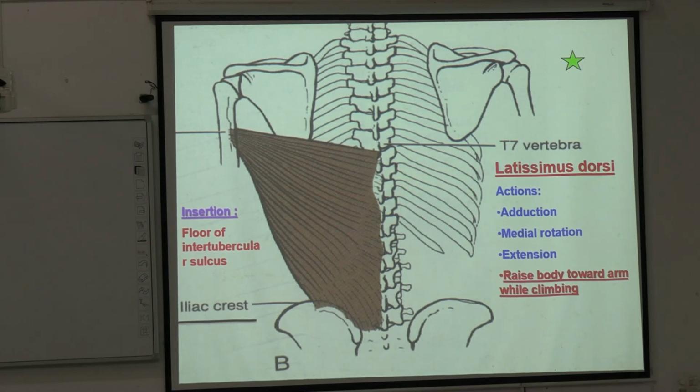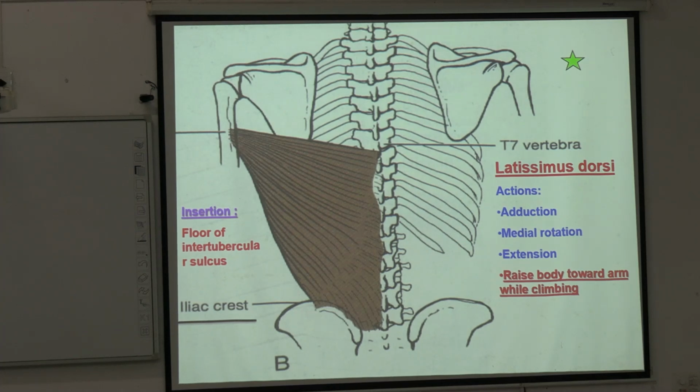Now this particular muscle is very important. Why is it important? This is coming from the back side. You can see that if your arm is pulled up like this and you are hanging from a tree or something, and you want to pull your body up, that particular muscle contracts. Once it contracts while you are hanging from some ceiling, it raises the lower part of the body towards the arm while you are climbing. This muscle is known as the climber's muscle.